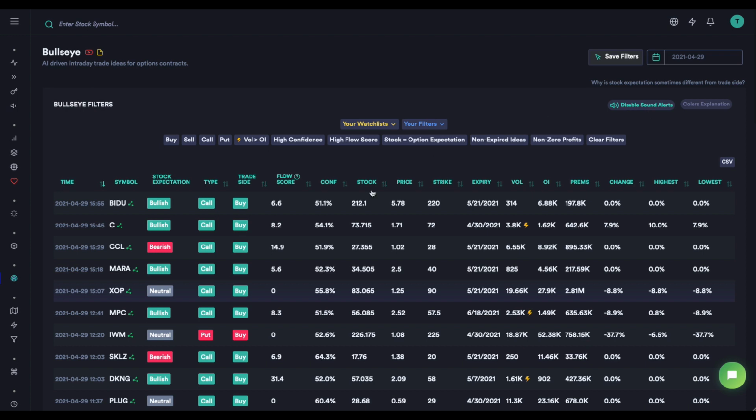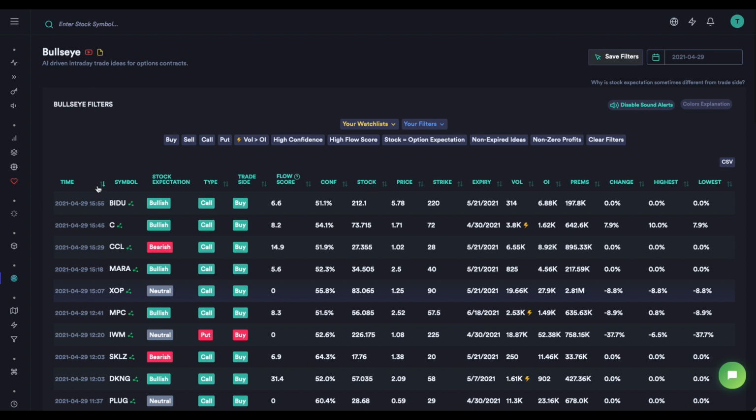Let's actually dive into some of these alerts to see how to use these alerts. What are some of the good alerts? What are some of the bad alerts? What are some of the tips and tricks that you can use to make really good profits? So let's first go over some of these columns to explain what they mean.